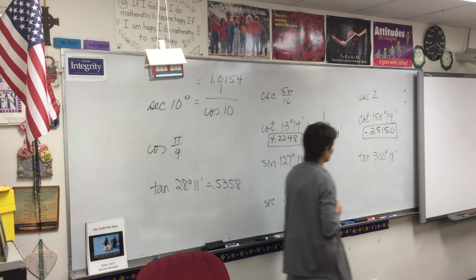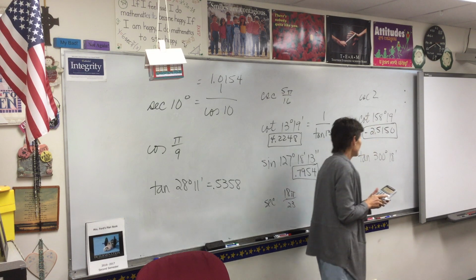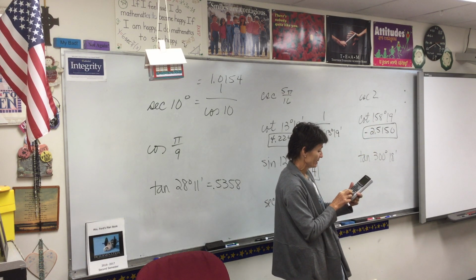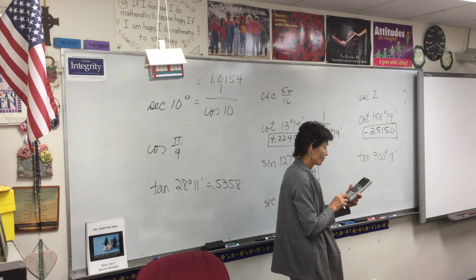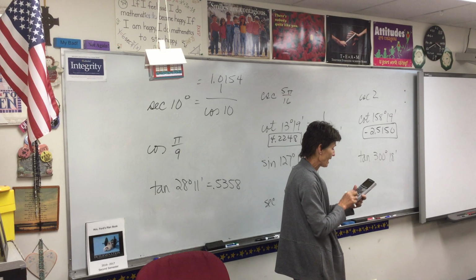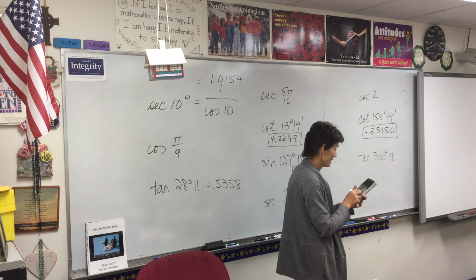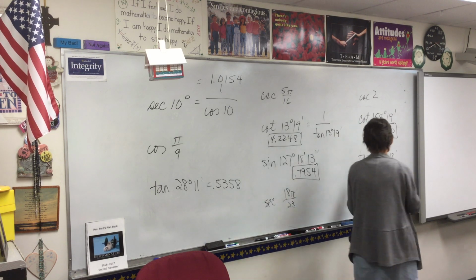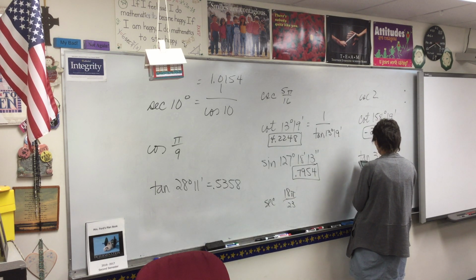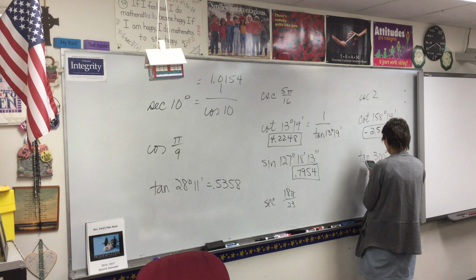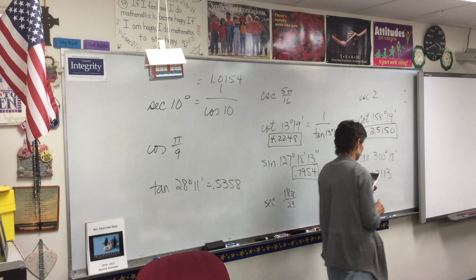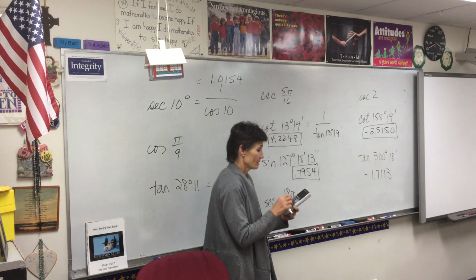All right, we got one more. Tangent 318. Well, we have a tangent button, so tangent 300 second apps degrees, 18 second apps minutes. What'd you come up with? Negative 1.7113. Does that look okay?